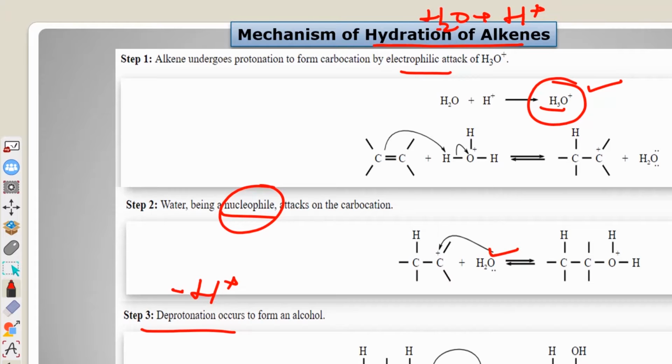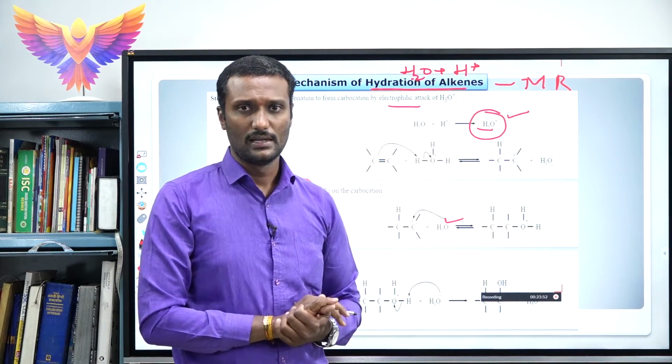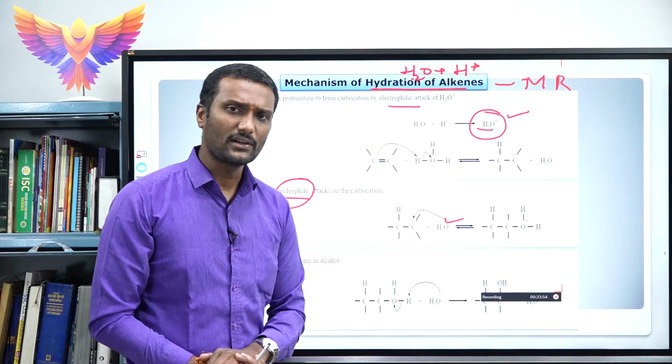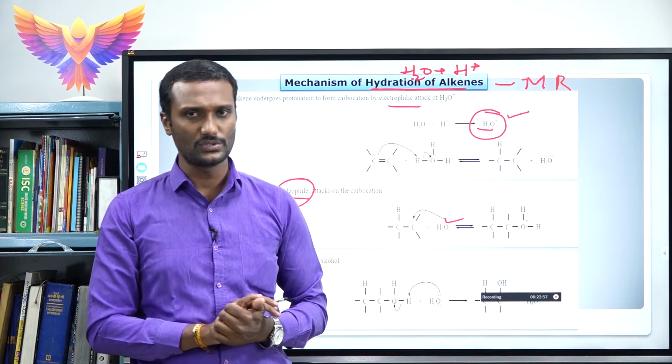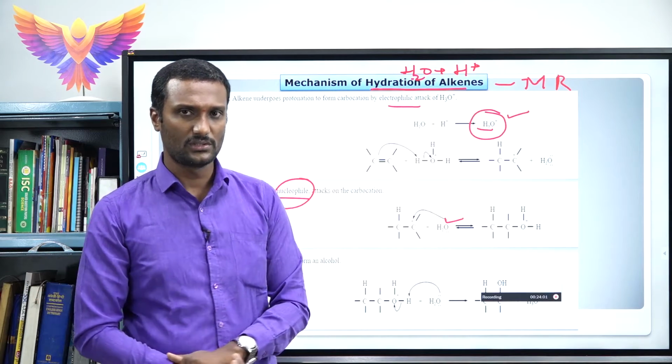So this mechanism follows as per the Markovnikov's rule. You know the Markovnikov's rule, right? The positive charge and negative charge. The negative charge will attack where there is a lesser number of hydrogens on a carbon atom. So that is as per Markovnikov's rule.